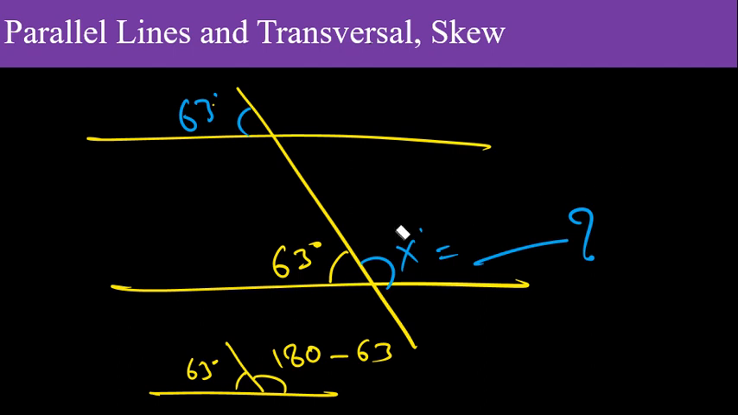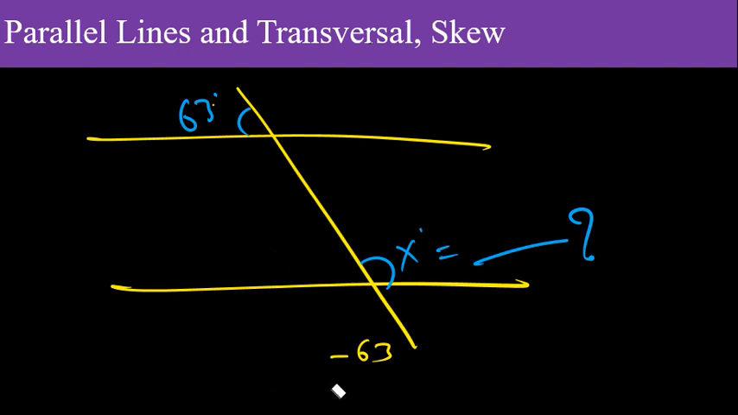This is one way. Let's try another way. Now in this case, this is 63. This will also be 63. Vertical angles, right? And now I told you this plus this is 180. Remember, this plus this is 180. So x will be 180 minus 63. Okay, using vertical angles.